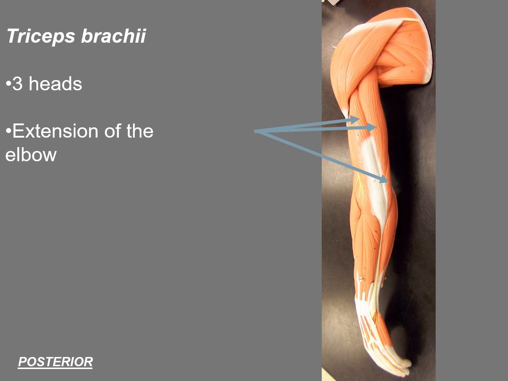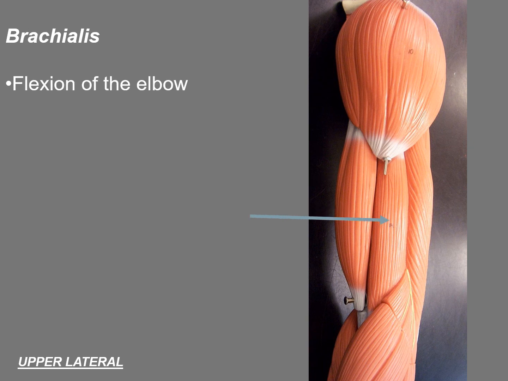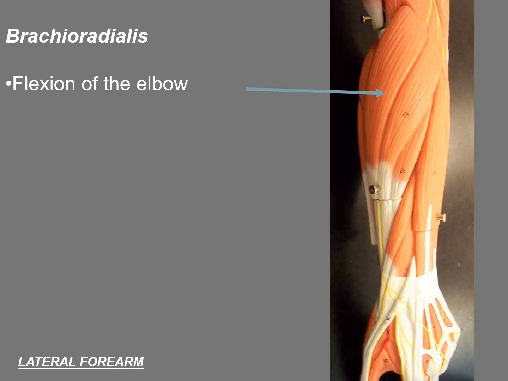So now we're going to look at the actual muscles of the arm. We're going to start with the upper arm. The triceps brachii. Triceps tells you that there are 3 heads, as you can see pointed out in this diagram. It's going to be involved with extension of the elbow. The biceps brachii has 2 heads, as shown by the arrows, and it allows for flexion of the elbow. Flexion of the shoulder is kind of weak. It also allows for supination with the palm, so you can have several different types of movements from one muscle. The brachialis is involved with flexion of the elbow. The brachioradialis is also involved with flexion of the elbow.